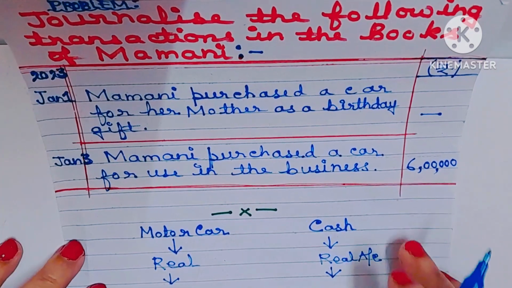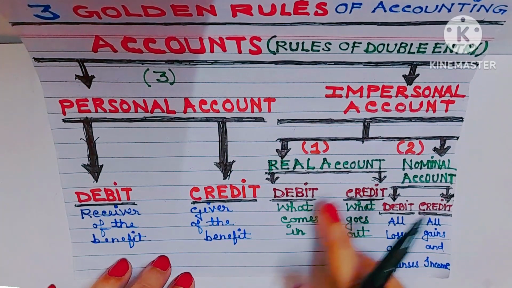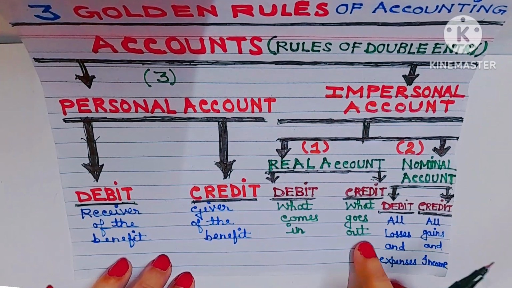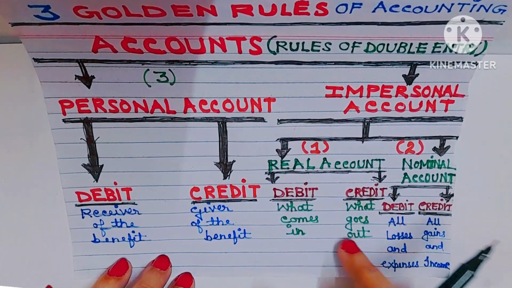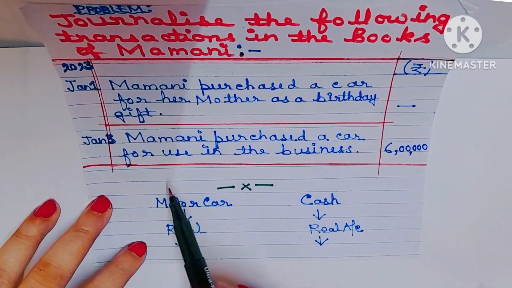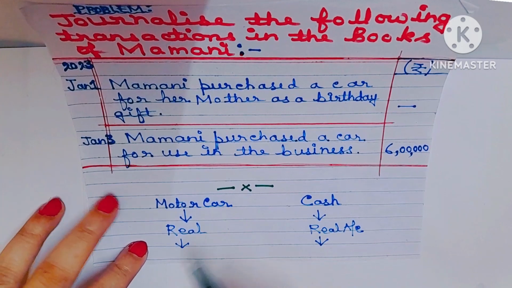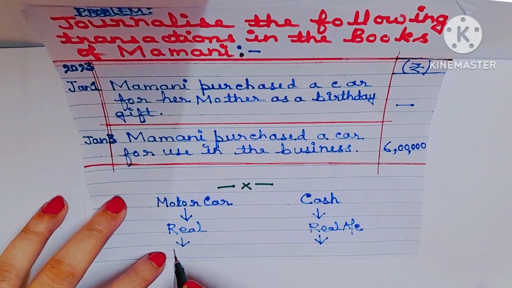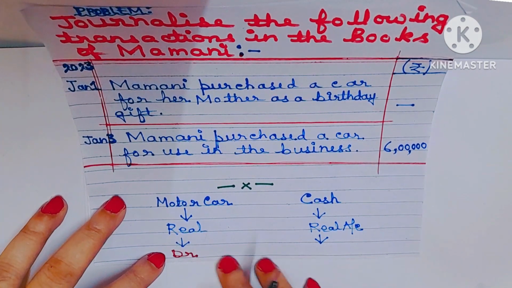So we got to look at the chart again. Under real account, debit what comes in, credit what goes out. See again, under real account, debit what comes in, credit what goes out. So here, when Mamuni purchased a car for use in the business, motor car is coming into the business. According to real account, what comes in is debit. So motor car should be debited.